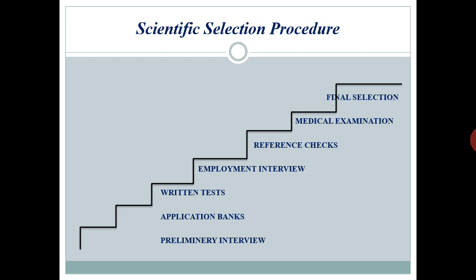The selection procedure, or the scientific selection procedure. What is the scientific selection procedure? First of all, prior to actually studying it, let's see what selection is. Selection is a process of differentiating between applicants in order to identify those with a greater likelihood of success in a job.